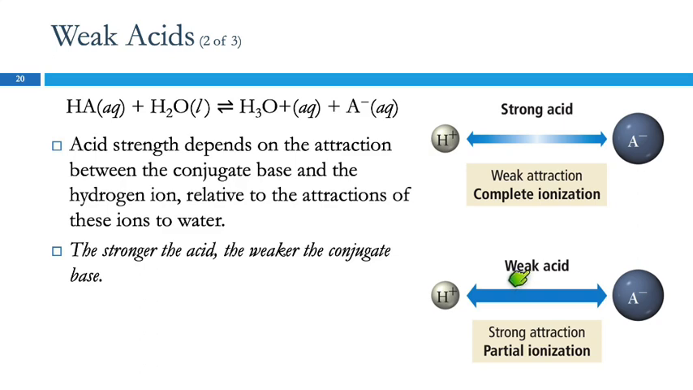Whereas with a weak acid, there's a strong attraction between the hydrogen and the anion, and so it only ionizes partially. And this is why I like to think about the strong light from the light bulb and the weak light from the light bulb, because this bothers me that we have a weak attraction on the strong acid and a strong attraction for the weak acid. So think of the light bulb when you're identifying these.